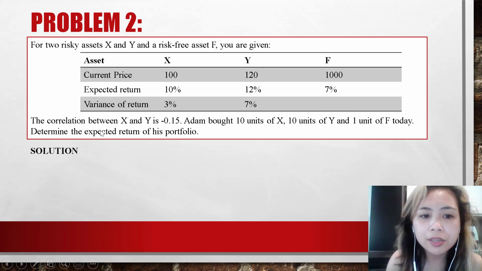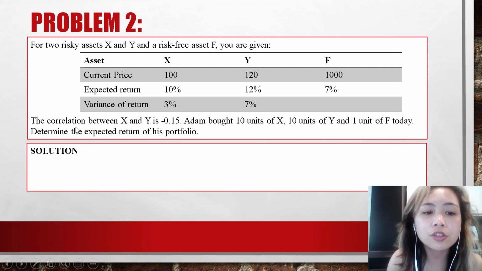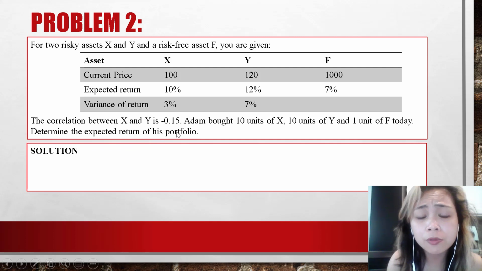Since the question is asking about the expected return, we can ignore the variance of return of these 3 assets. We have to pay attention to the current price, the expected return, and the units bought. Also, since the question is about expected return, we don't have to care about correlation. Correlation only works for variance. So in order to find the expected return of his portfolio, we have to use a weighted mean.